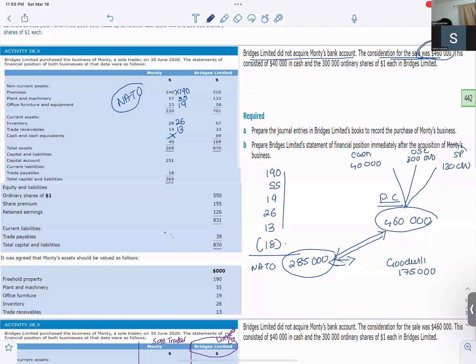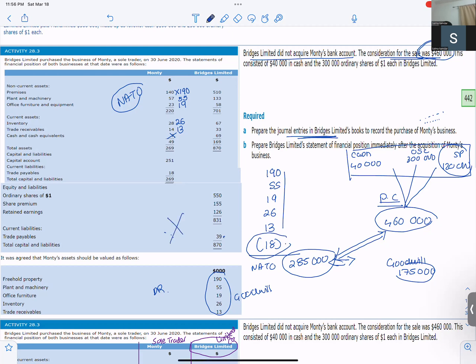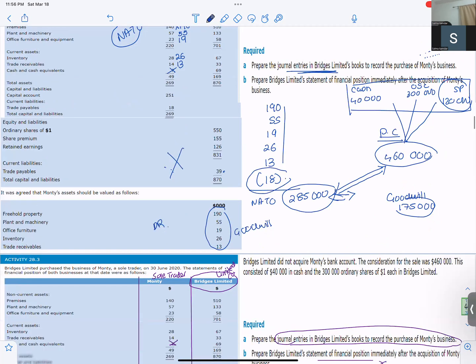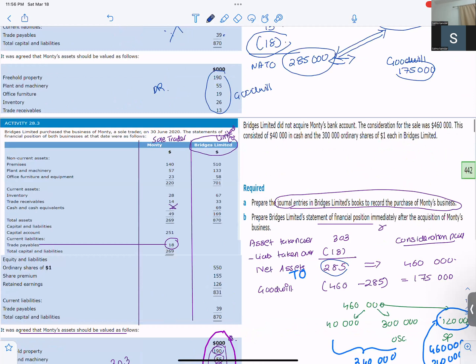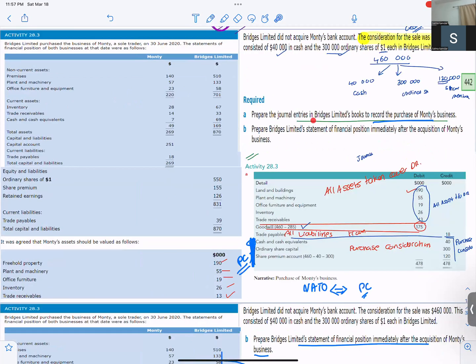Now I have to pass the journal entries in Bridge Limited's books for purchasing Monty's business. If I'm purchasing Monty's business, all assets that I've taken over will be debited. Goodwill amount will be debited. What will be credited? The trade payables will be credited. Trade payables has been taken over at what amount? Trade payables is not there for Monty. Purchase consideration will be credited. So this is how I will pass the journal entries in the books of Bridge: all assets taken over debit, goodwill debit, trade payables credit, and purchase consideration credit. Okay.